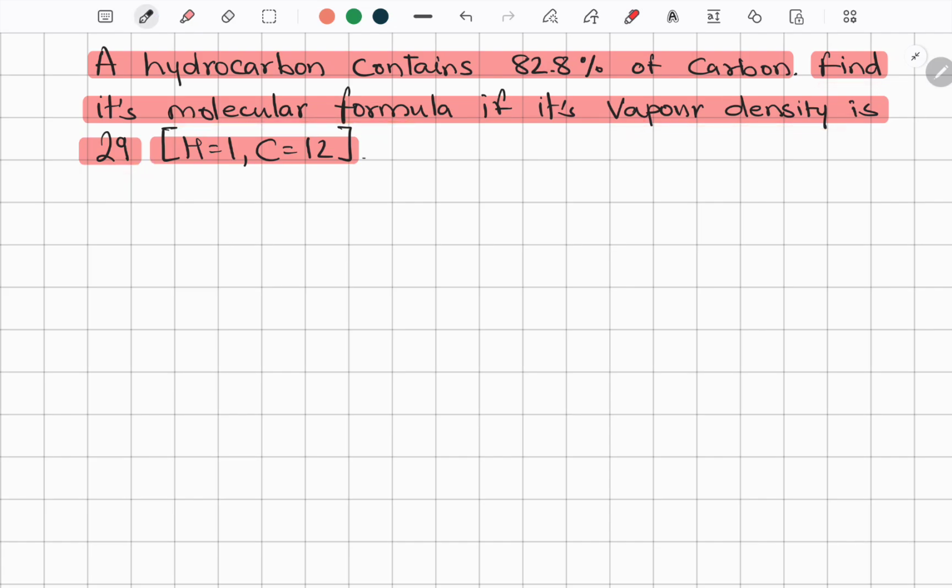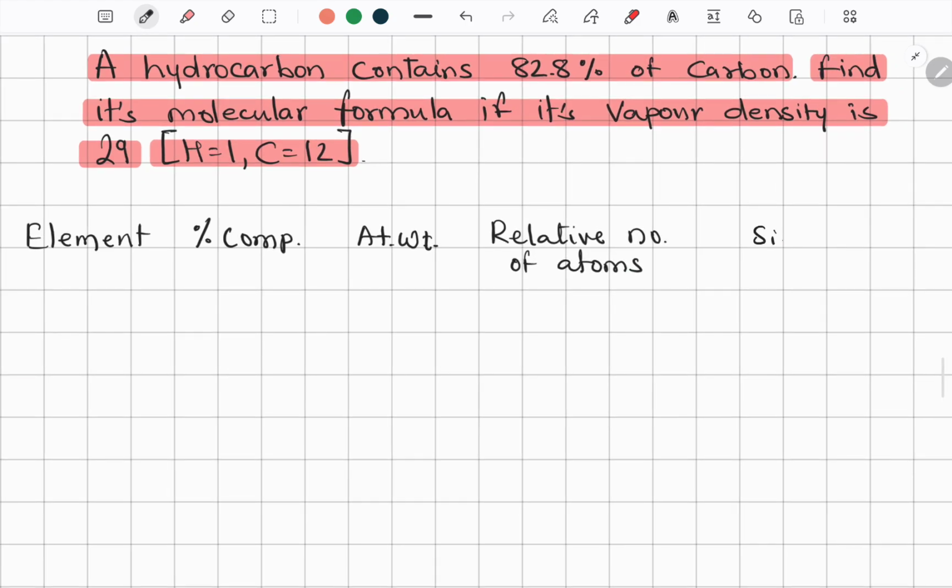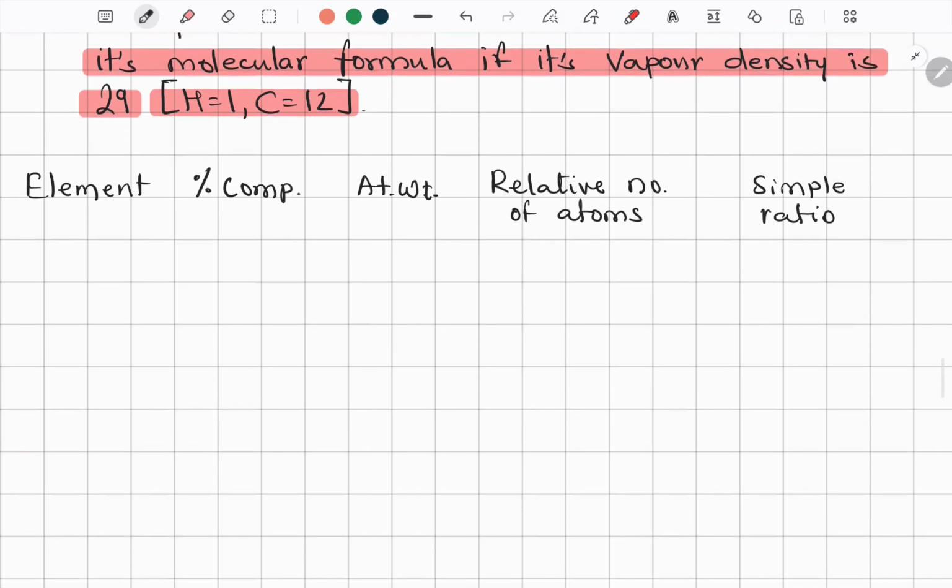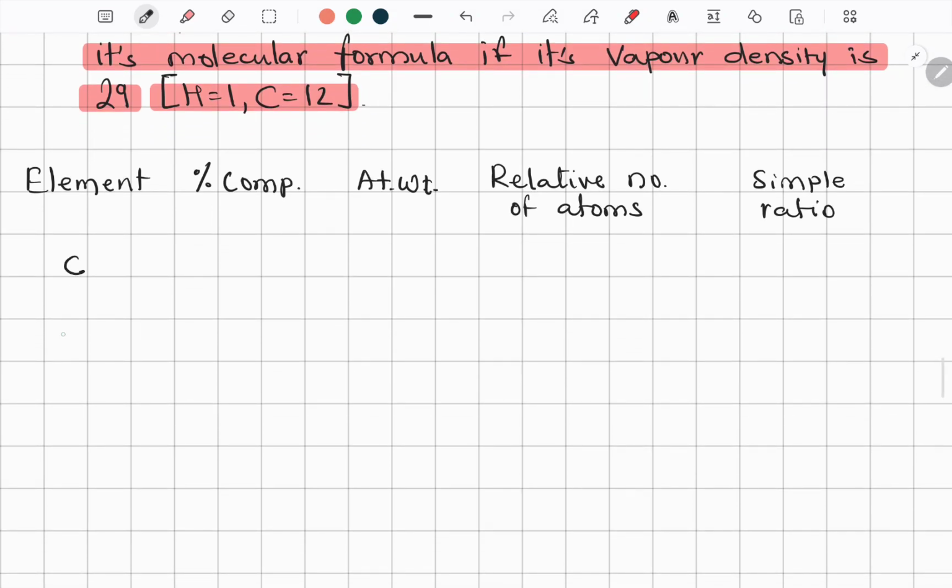So it's very simple. First, what are we going to do? We're going to form a table consisting of element, percentage composition, atomic weight, then relative number of atoms, and finally simplest ratio. The elements are definitely carbon and hydrogen, because it's a hydrocarbon.